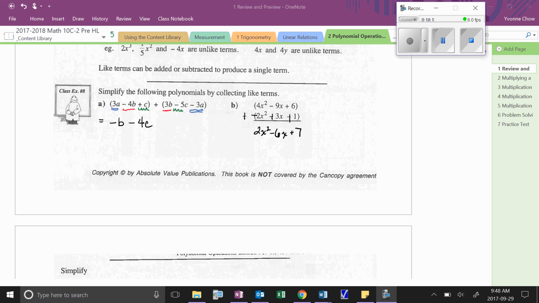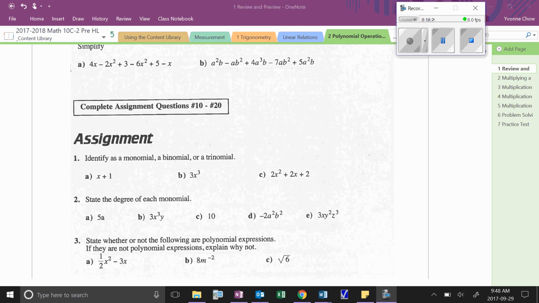For B, if you are writing it out vertically, it makes a lot of sense to, of course, have all of your like terms all lined up then. Okay, so let's take a look then at the next section. Okay, last class example is just simply, again, simplify, which means to collect like terms. So there's just more terms and a variety of exponents happening. So identify those like terms, combine those together. So just hit pause and work through these.